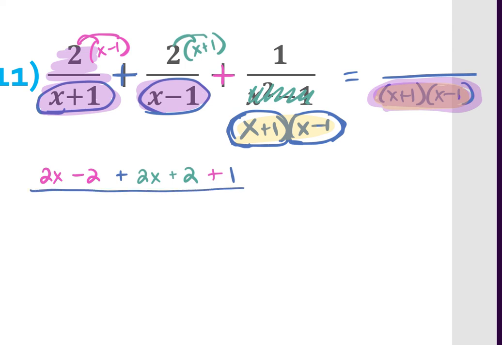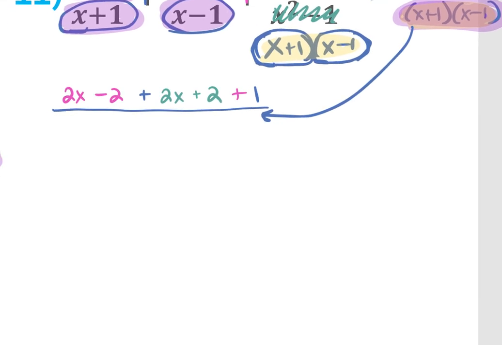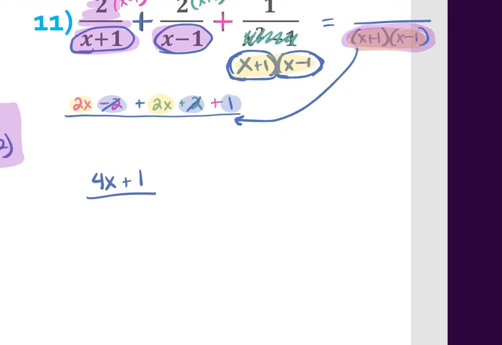And it's all going to go over my least common denominator. With me so far? Okay. Now I combine my like terms. So 2x plus 2x is 4x. Negative 2 plus 2 plus 1. These are going to cancel. And I get just plus 1 all over x plus 1 times x minus 1. Can't factor it. Can't simplify it. So it stays just like that.